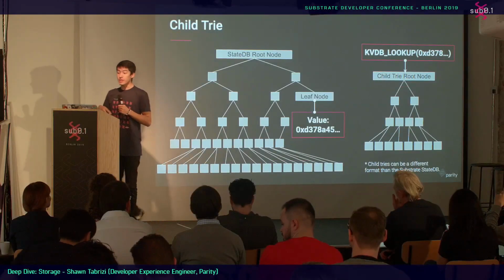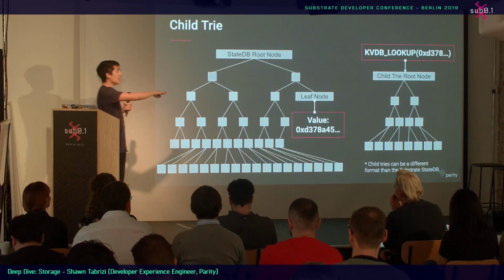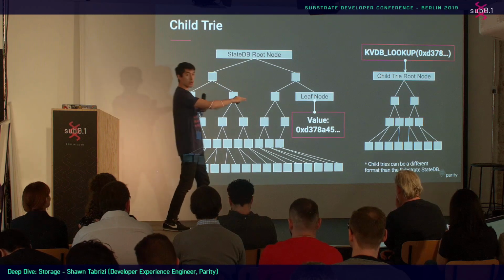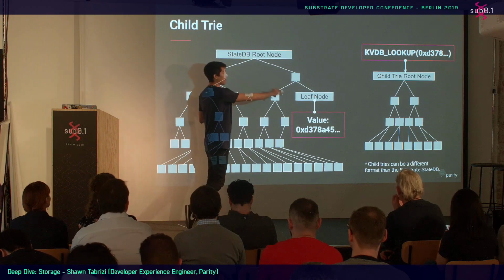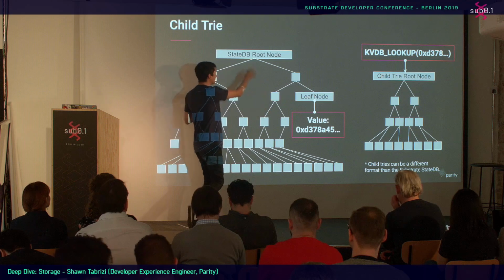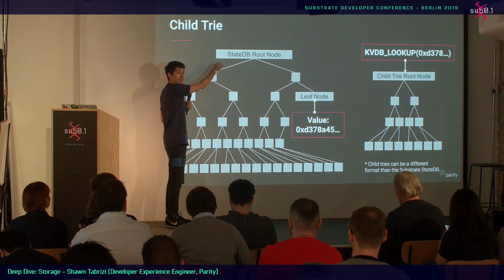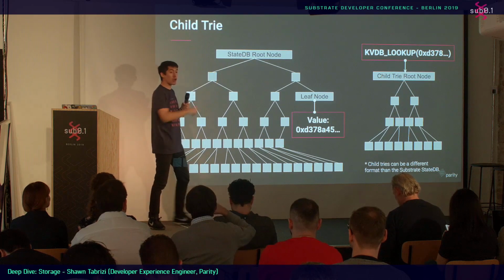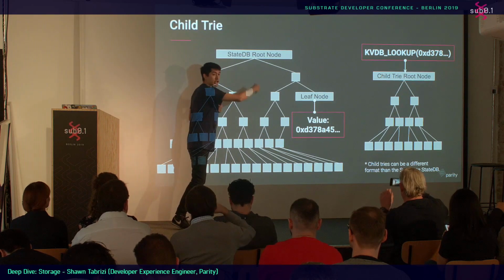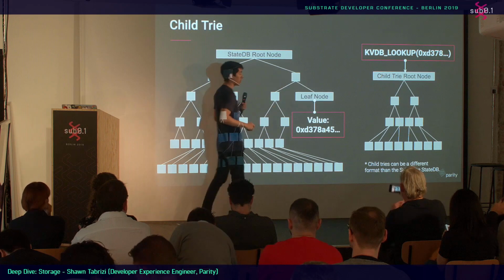And so what's cool about this child tree is, one, the data here is kind of isolated. So anything in your child tree only affects what is inside of your state DB. So changes to the child tree will be represented in the final hash of your state DB. But you can also track changes within just the child tree itself using the child tree root node.